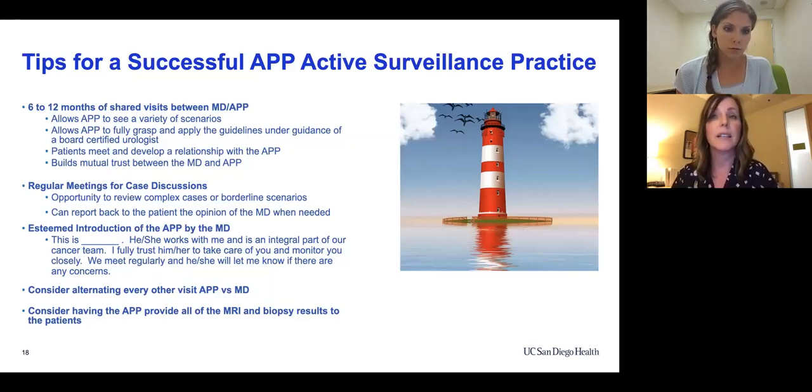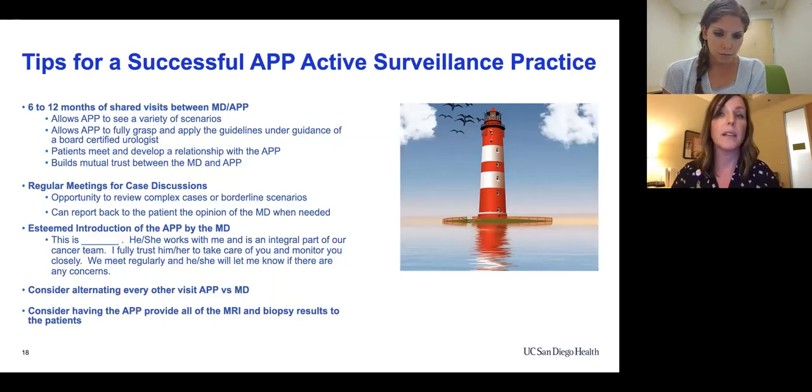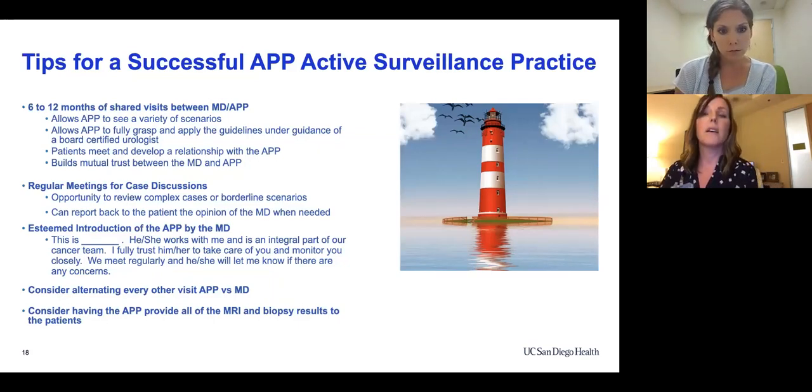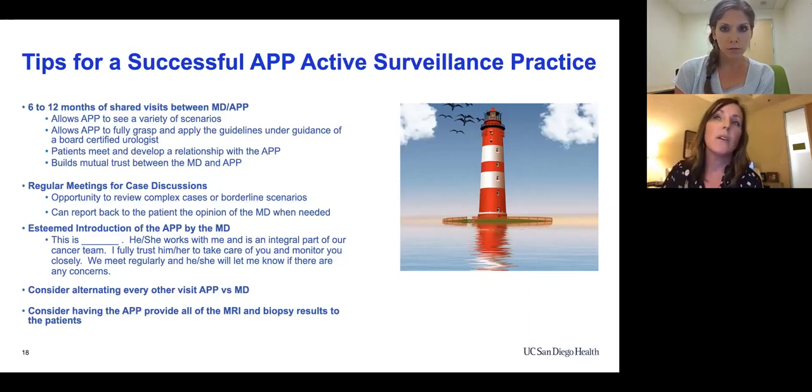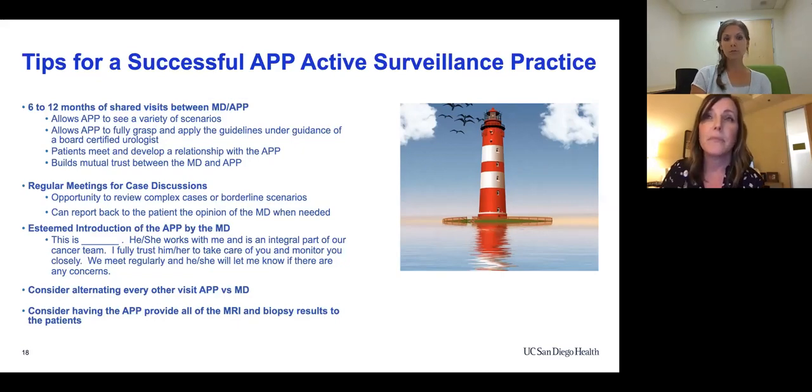It's a good idea to schedule regular meetings, and we meet weekly to discuss case discussions. There are times when cases are more complex or a patient scenario is borderline, and if there's a question or a need for affirmation, patients appreciate knowing that the physician has spoken into their care. When a patient comes to see the attending physician and is deemed appropriate for active surveillance, it's important for the physician to introduce the APP with high regard.